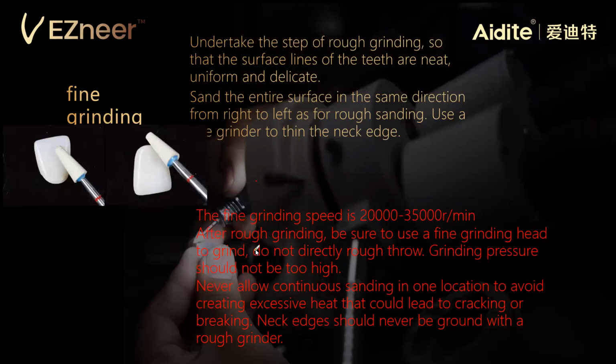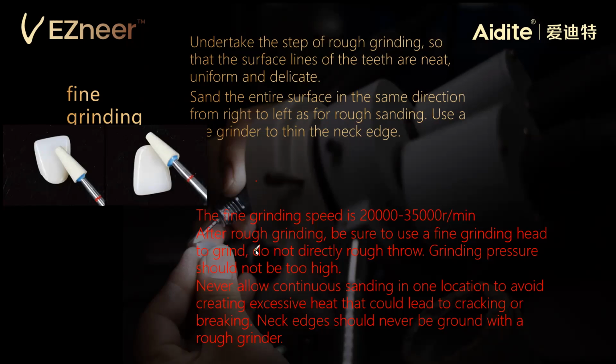So if we want to grind the margin line to be thin, the thickness to be thin, we can use this one, the fine grinding. And the fine grinding undertakes the step of the rough grinding. And also the grinding tool is softer. So when we use these grinding tools, we can make the surface look more smooth. And the fine grinding speed is also 20,000 to 35,000 revolutions per minute.